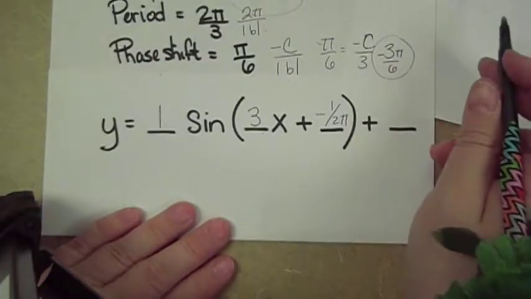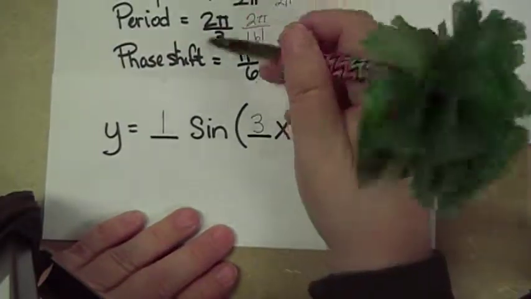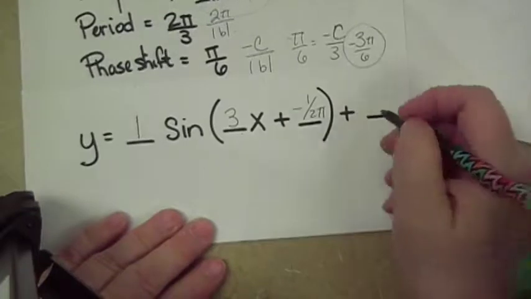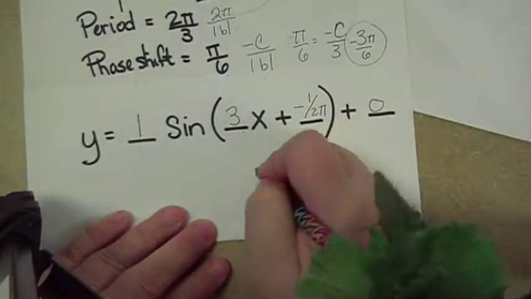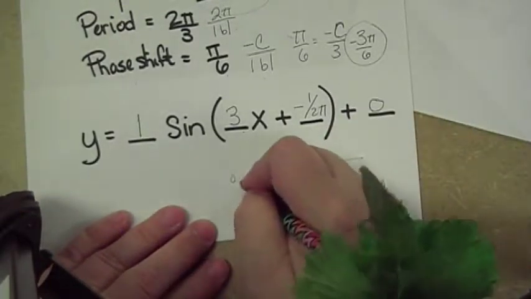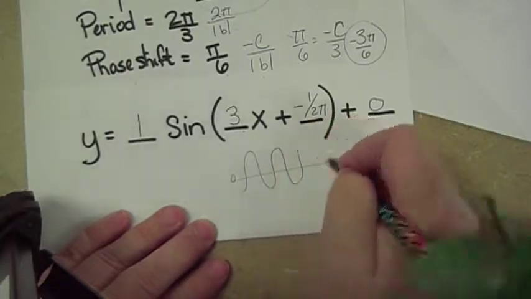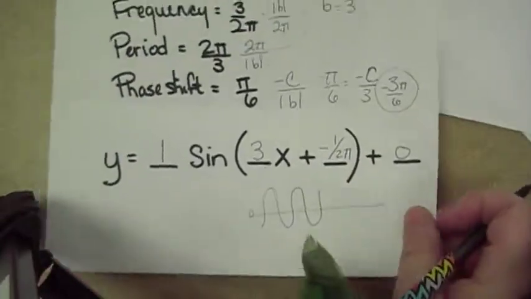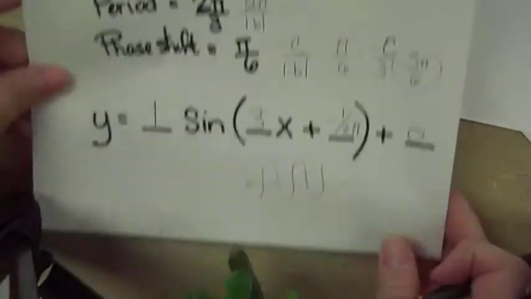And then the vertical shift does not say if we have a vertical shift or not, so then that's going to be plus 0. In other words, it's going to go through the center at the 0 line. So when it comes up and down, it'll be at the 0 line. So that was doing that part.